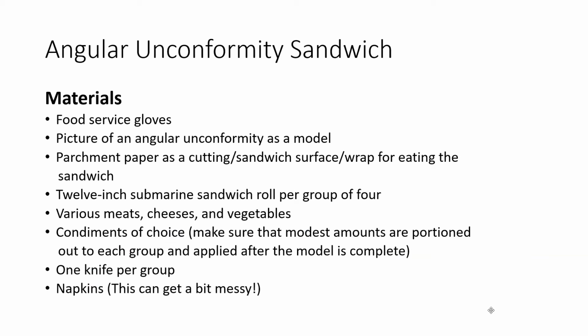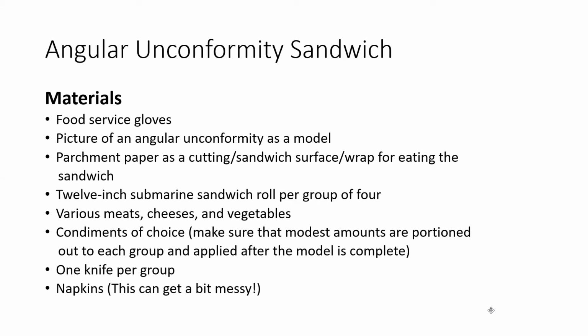When you want to make your unconformity sandwich, you'll need some food service gloves. You'll need a picture of an angular unconformity, which you can find here in this video, or you can take a look at our website, and I'll give you that information in a little while. You'll need some parchment paper that can be used for cutting your vegetables, meats and cheeses. It also can be used as a sandwich surface, a wrap for eating your sandwich, and a 12-inch submarine sandwich roll for a group of 4 people. If you use a hoagie roll, that doesn't work as well. We found that out because it's not stiff enough.